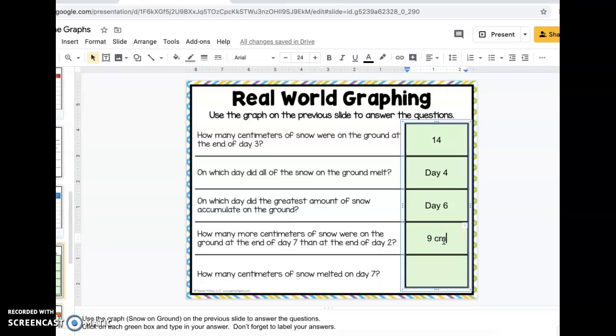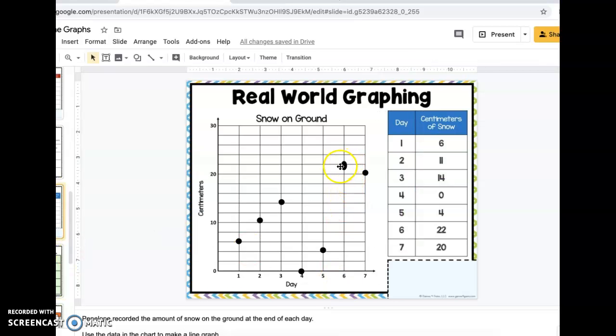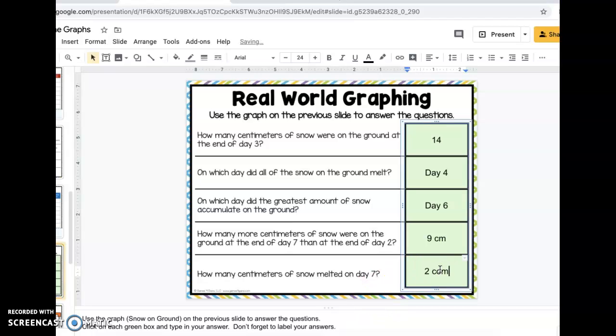Last question. How many centimeters of snow melted on day 7? Well, it started at 22, and then on day 7 it was at 20, so it's telling me that 2 centimeters of snow melted. Very good.